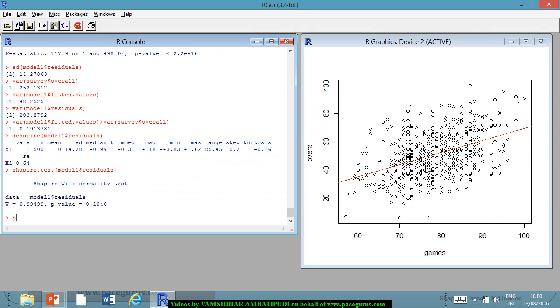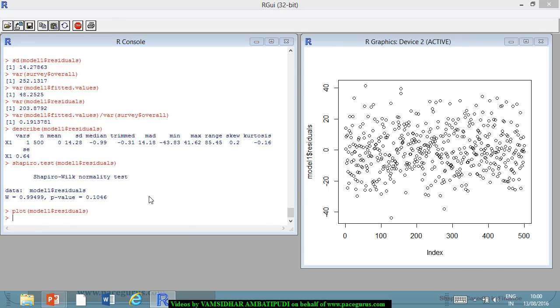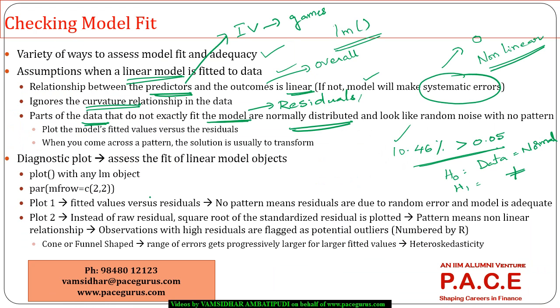So I have done two things to check for normality. I have used the describe function and done a Shapiro test, or probably I can do a simple plot of the residuals as well. It's looking more or less scattered, with no concentration at any particular point. So they are very much random in nature.